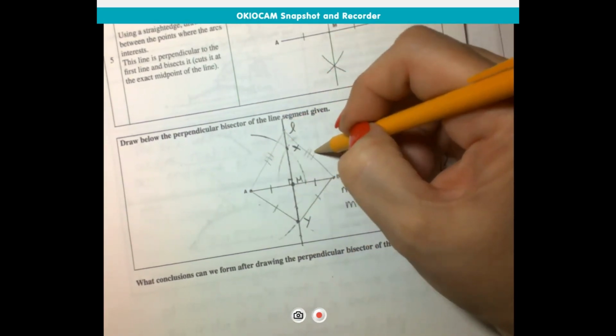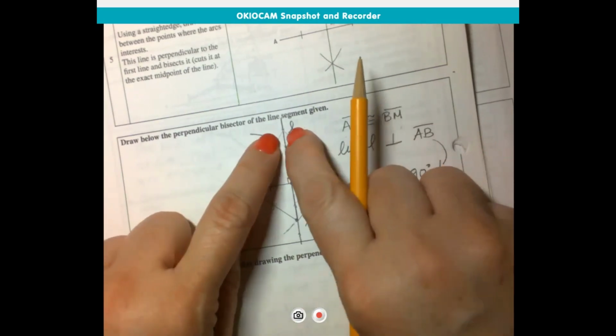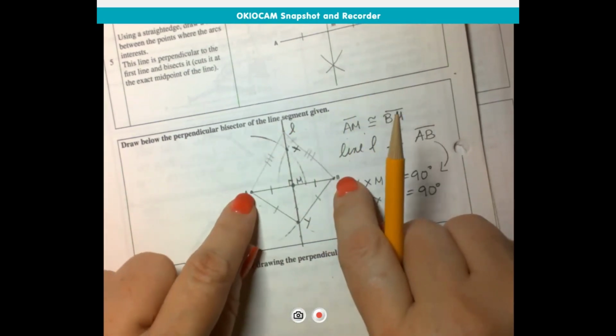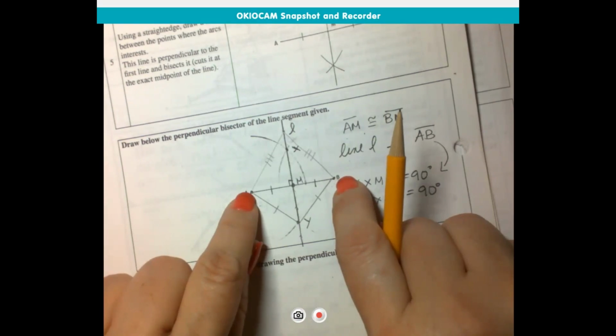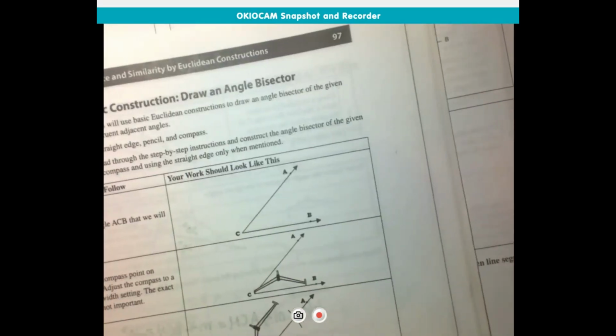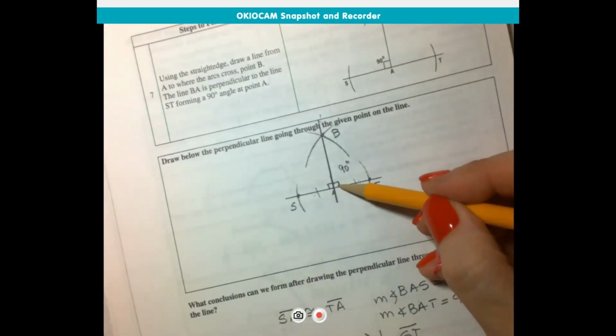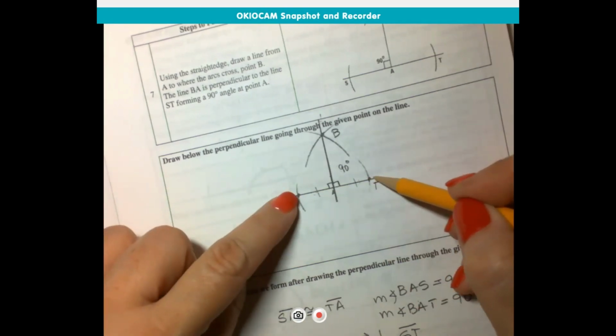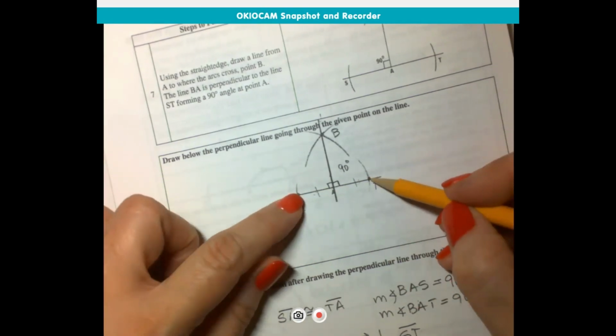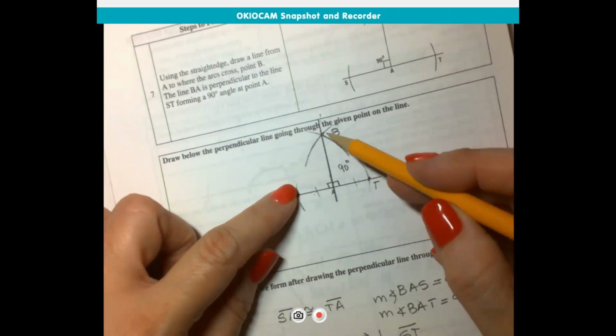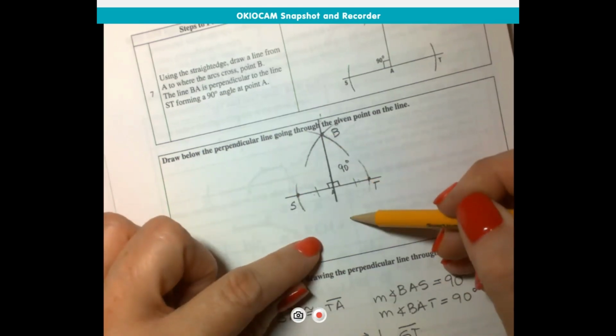This has a different size than that, but these two are congruent because they're going from the same point on the perpendicular bisector to the endpoints of the segment. And then you're going to have the same thing done if they give you a point on the line. The first thing you're going to do is construct the segment, because you cannot do the perpendicular bisector unless you have the segment. Construct the segment, and then you're going to do the arcs only on the top. You don't have to do it on the bottom.